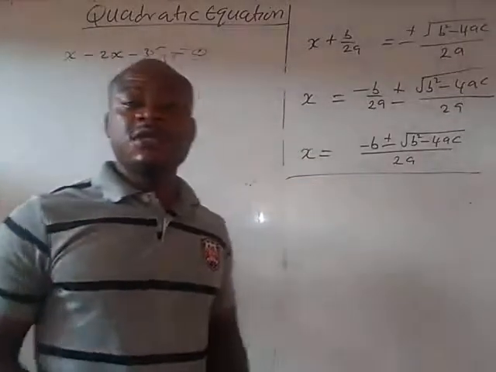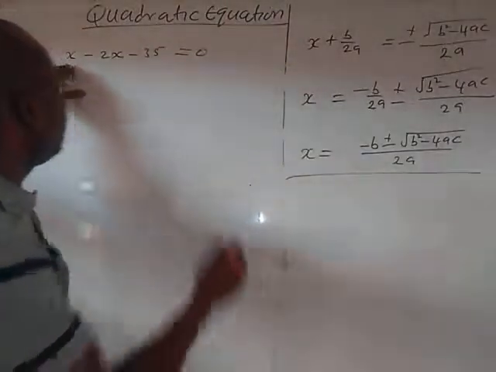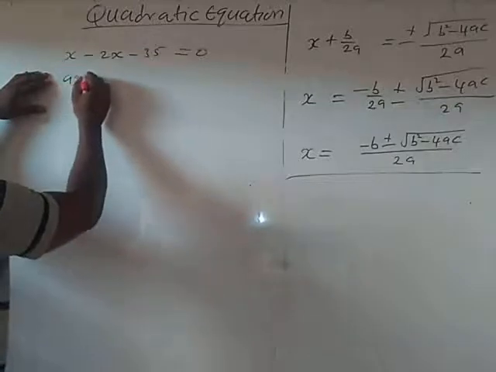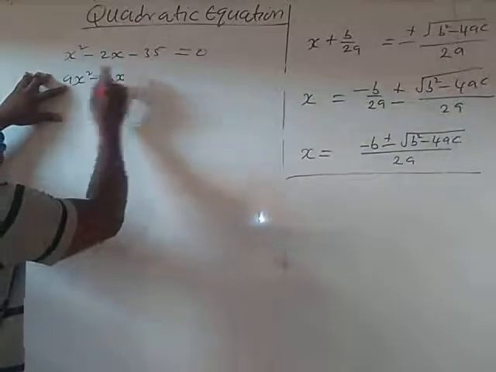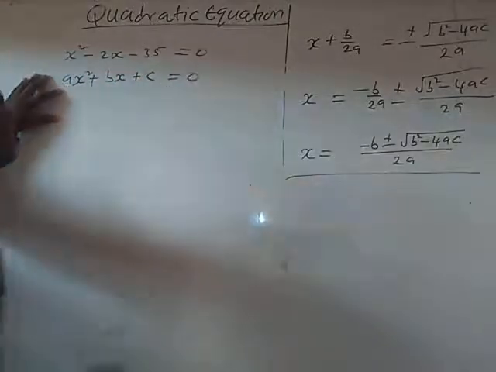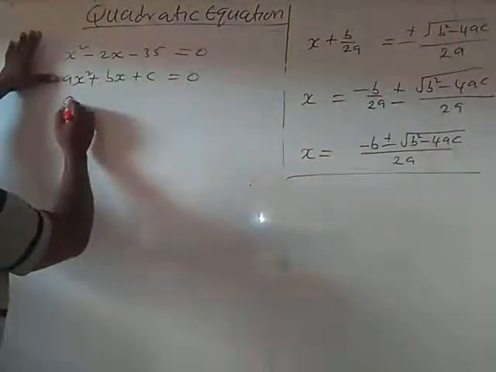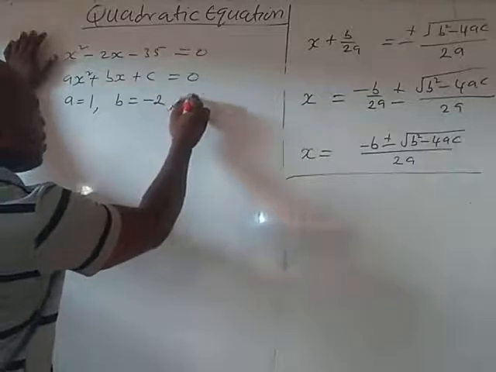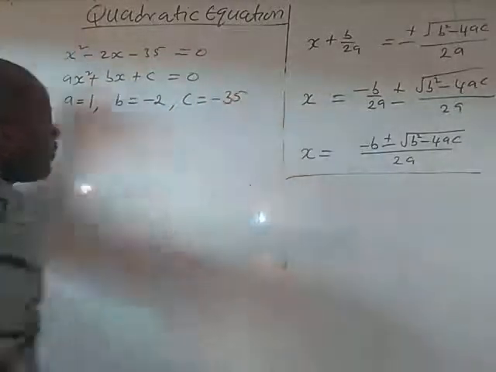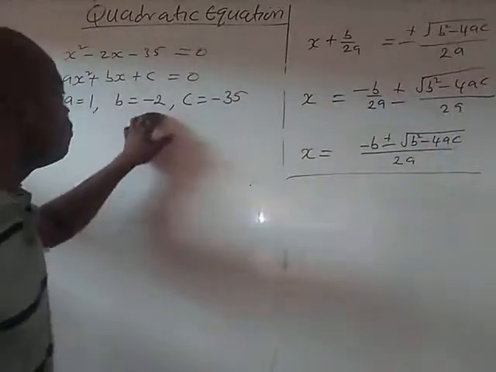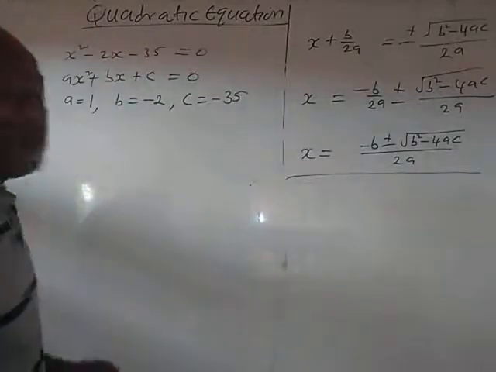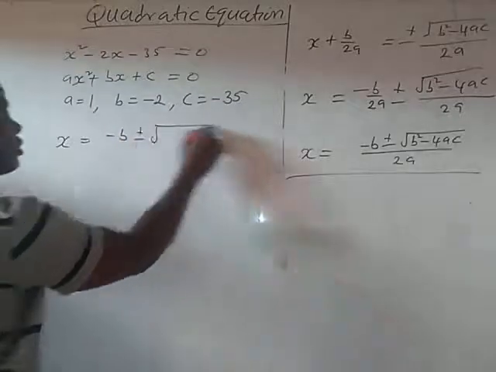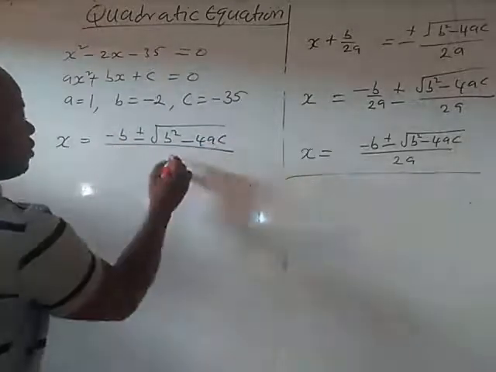Assuming you are given this type of equation, how do we apply our formula? If you compare this with ax squared plus bx plus c equal to 0, we will discover that our a is equal to 1, our b is equal to minus 2, and our c is equal to minus 35. The next thing is to substitute them into the formula, which is x equal to minus b plus or minus the square root of b squared minus 4ac all over 2a.